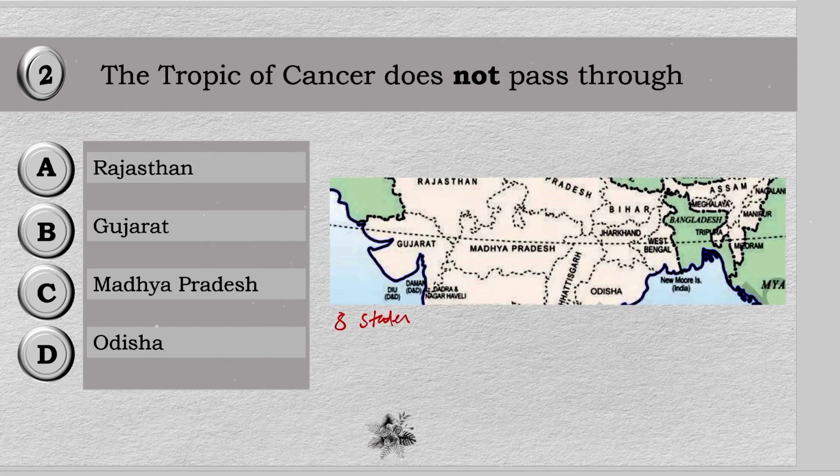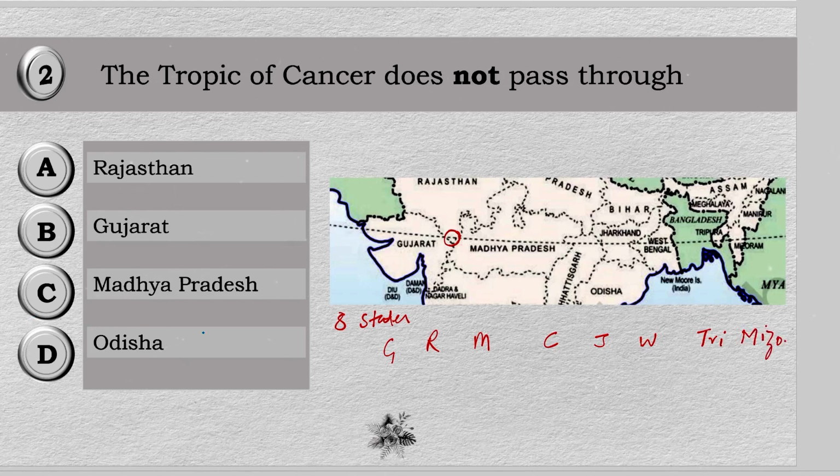The first state is Gujarat. The second state is Rajasthan. Here you can see it is cutting Rajasthan also. The third state is Madhya Pradesh. The fourth one is Chhattisgarh. Fifth one Jharkhand. Sixth one West Bengal. And the seventh and eighth ones are Tripura and Mizoram.